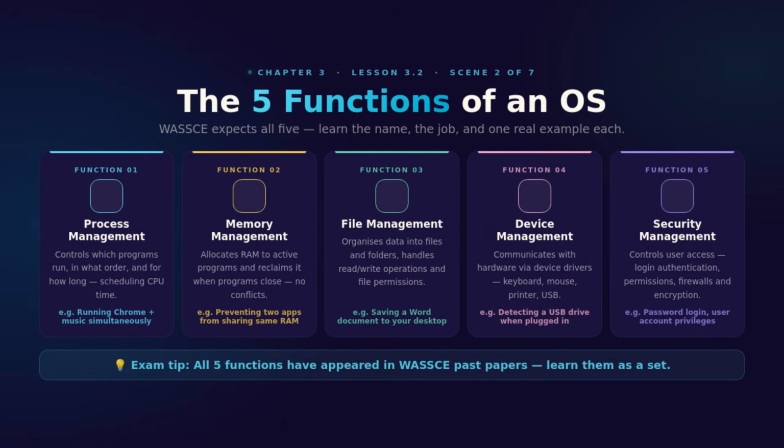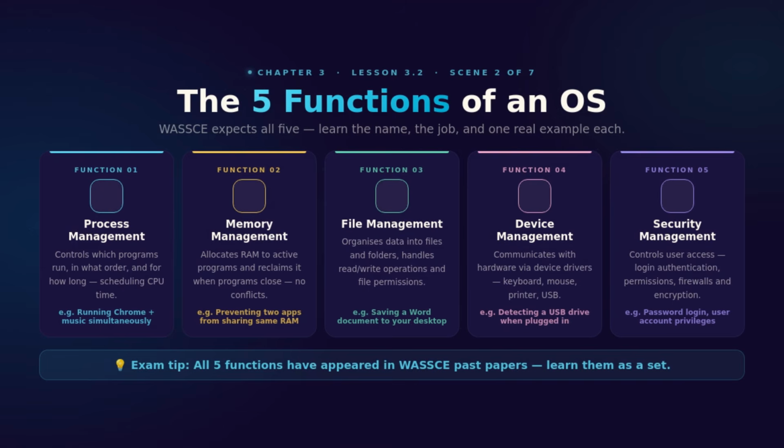Here are the 5 functions every OS performs, and Final Exams has tested all 5. Process management decides which programs run and for how long, scheduling CPU time. Memory management allocates RAM to active programs and reclaims it when they close. File management organizes your data into files and folders, handling permissions. Device management communicates with hardware through drivers, your keyboard, mouse, printer.